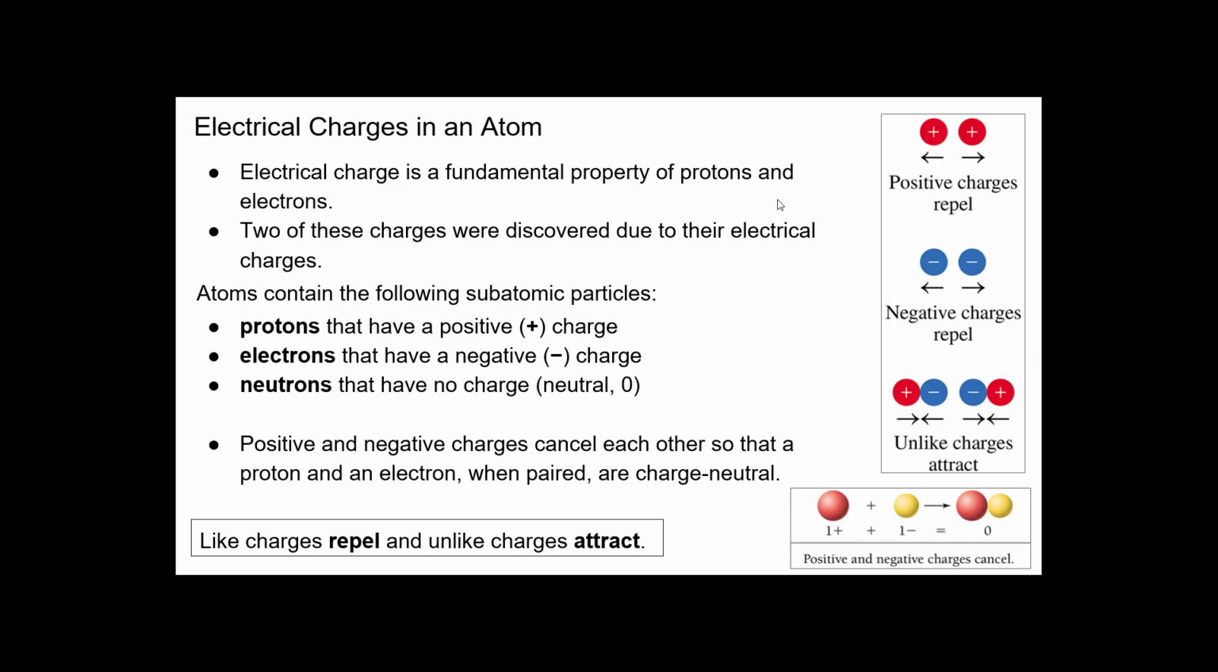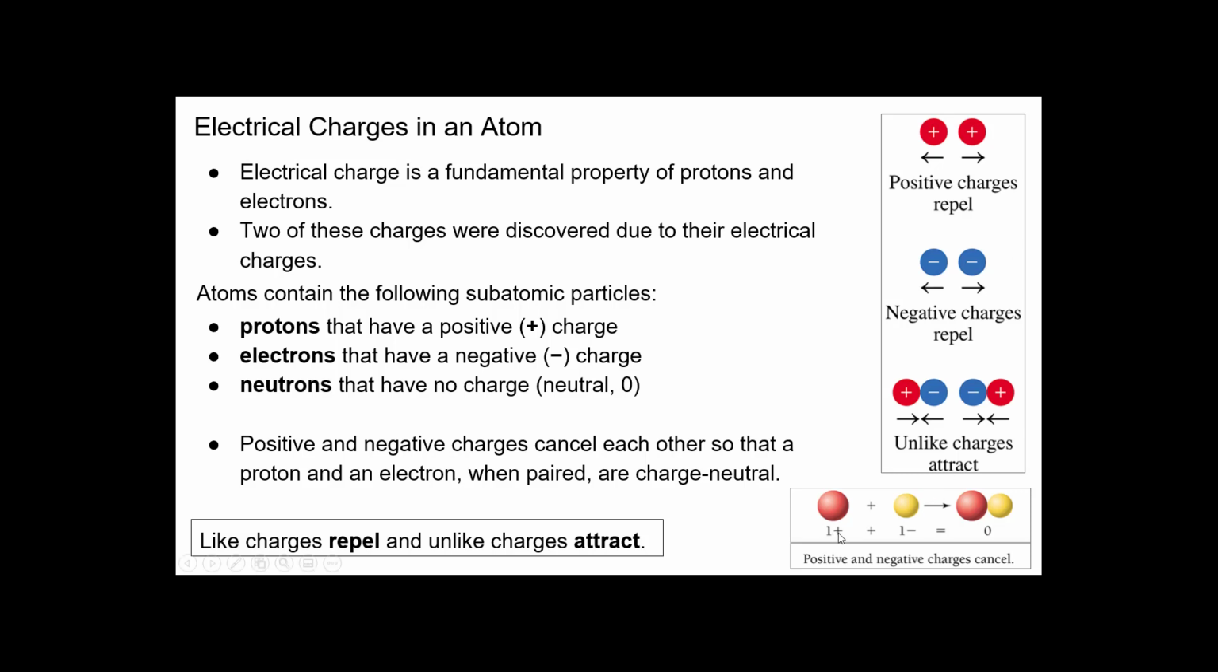So an atom contains protons that have a positive charge, electrons that have a negative charge, and neutrons that have no charge at all. They're just neutral. They're there, but they play no part in it. Positive and negative charges cancel each other out. That's why you have to have the same number in an atom for it to be neutral, so that they pair off, and then they consider this charge neutral. They don't actually pair off with each other. They don't come together, but in the overall atom, there's enough positive charges on the inside and enough negative on the outside that it's neutral. So like charges repel and unlike charges attract.